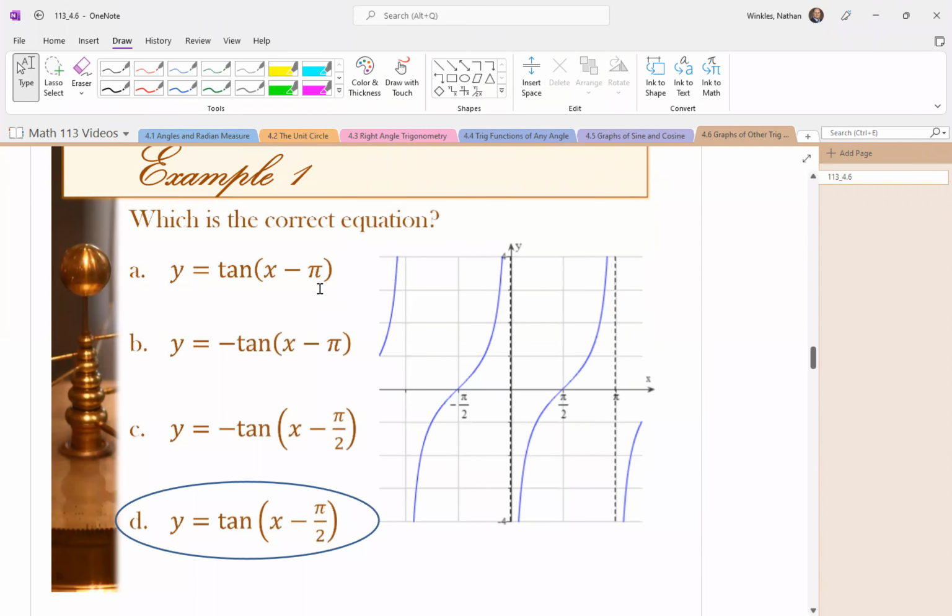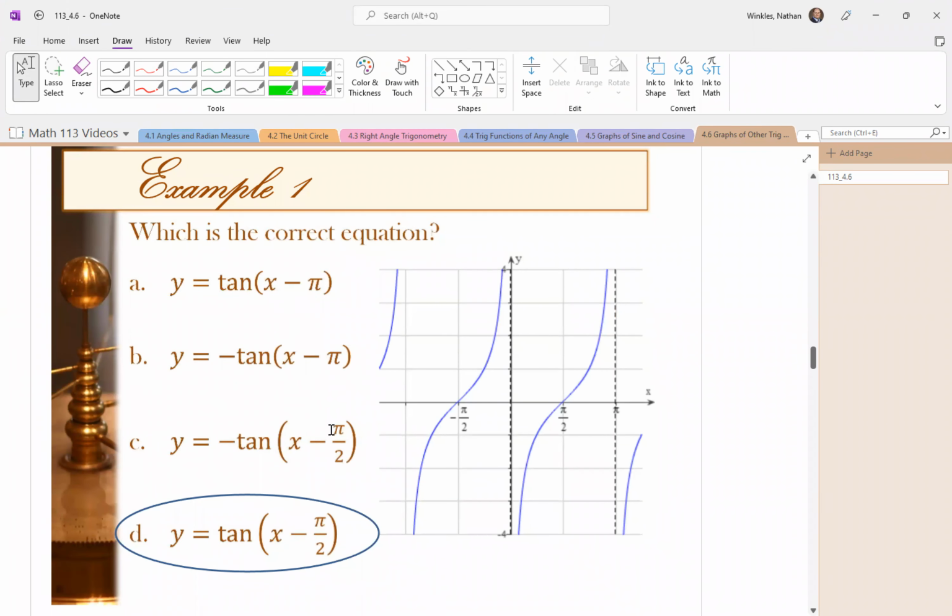So notice here we have all of our tangents. We know it's some type of tangent because they give that to us. Yes, I know that D is already circled for us as the correct answer, but let's think about things here. We have the fact that we're going up left to right. That throws out anything that has a negative on our tangent, because if it was a negative tangent, it would look more like our cotangent graph.